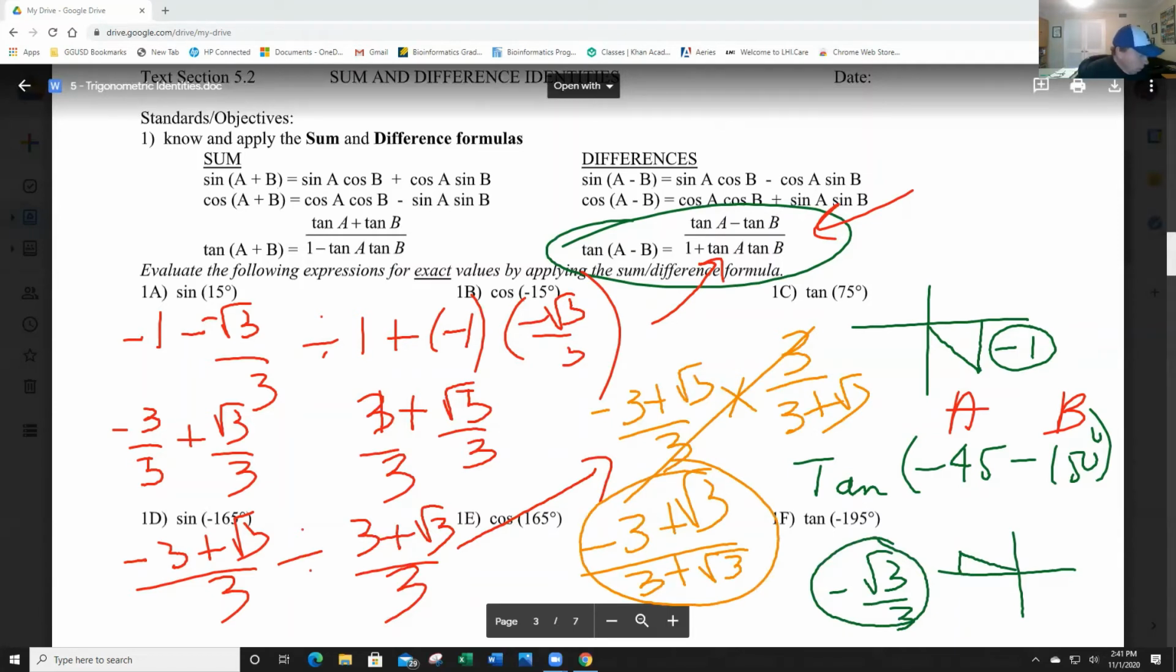And in case you're wondering what that answer is, and that just takes forever to do that. That answer is -0.2679. If you wanted to check both of them, both the tangent of -195 and the radical there. Okay, so that's the first 6.